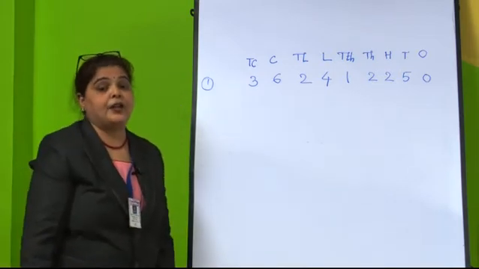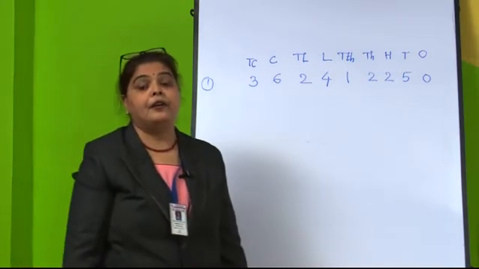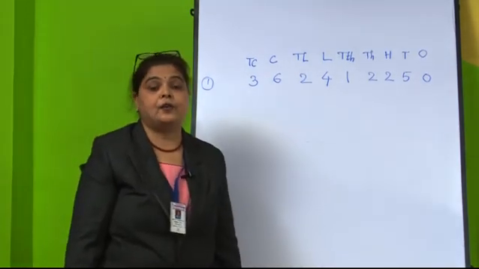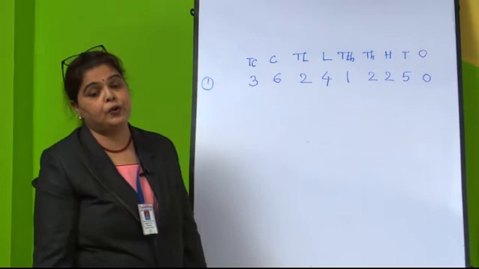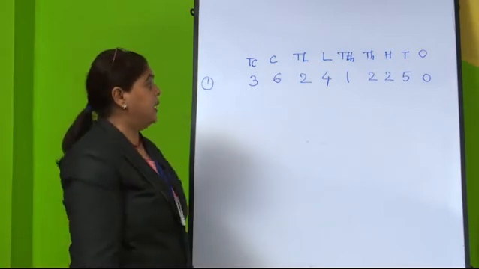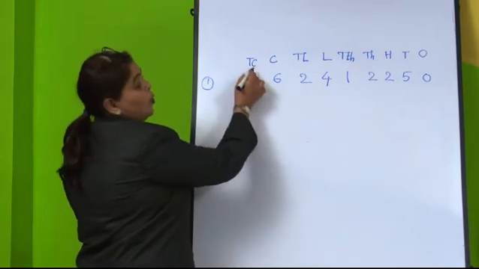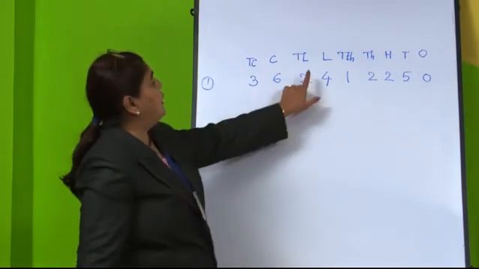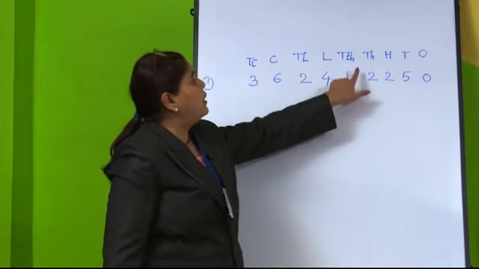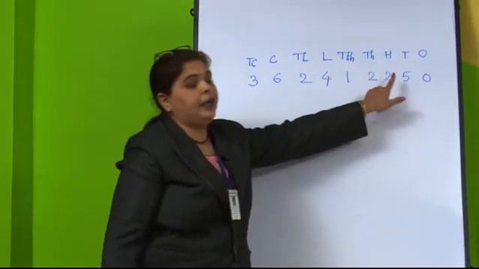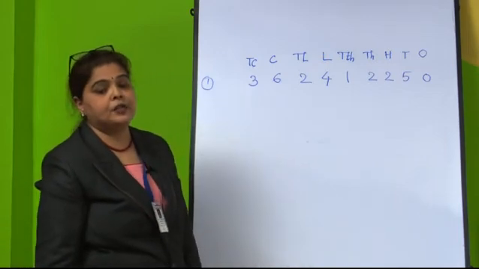Yes, you are right. Now you can write the name of the given number as well as put it in a place value chart and name it. Yes, now you can read this. It is 36 crores, 24 lakhs, 12,250. Yes, you are right my dear students.